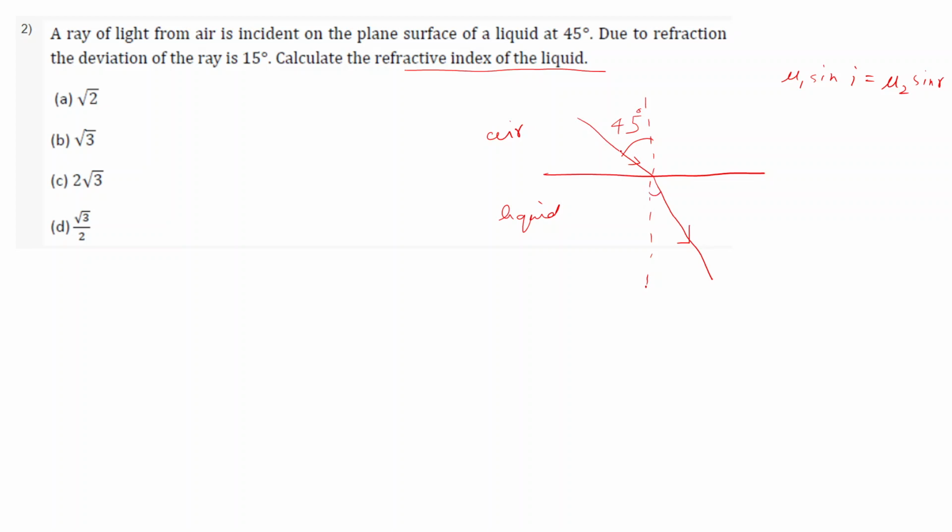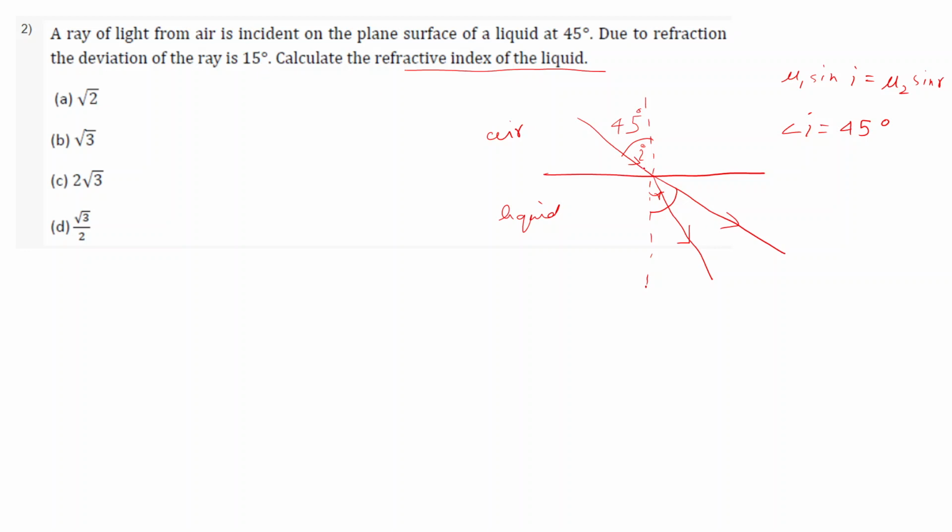And if we extend this incident light, if for some reason it would be following the direction, then this will be the angle. But it's not following that angle and it's undergoing refraction, and the angle of refraction is less than the angle of incidence, which is 45 degrees. So here we have been given the angle of incidence, which is 45 degrees, and the question is saying that due to refraction the deviation of the ray is 15 degrees.